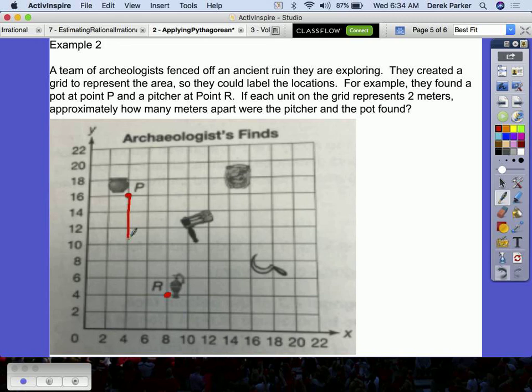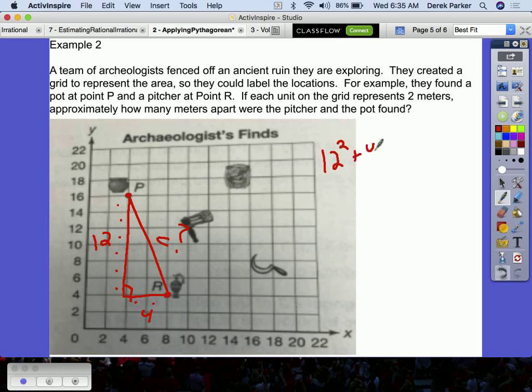If I draw a triangle, I now have a right triangle. We're looking for the quickest distance from P to R. That'd be C in this case. So now let's count the height. 2, 4, 6, 8, 10, 12. So the height is 12. 2, 4. Now plug that in.